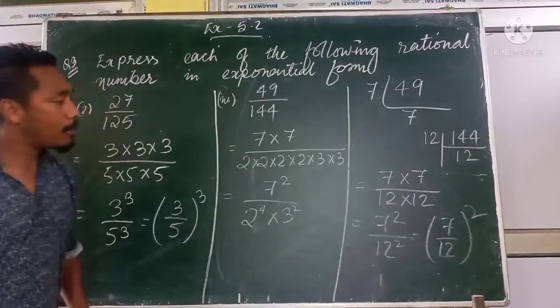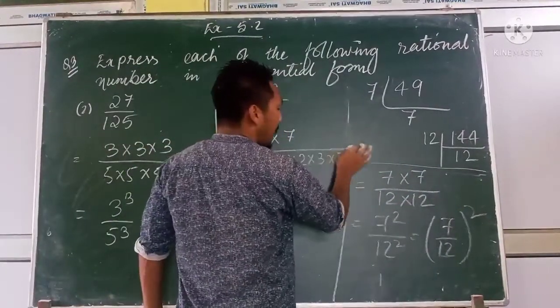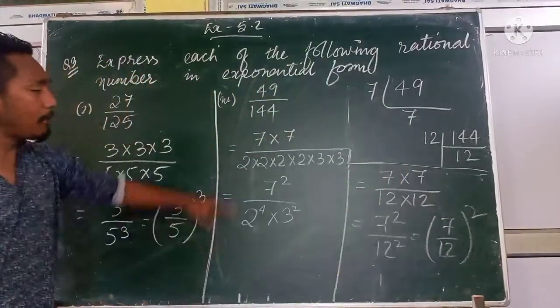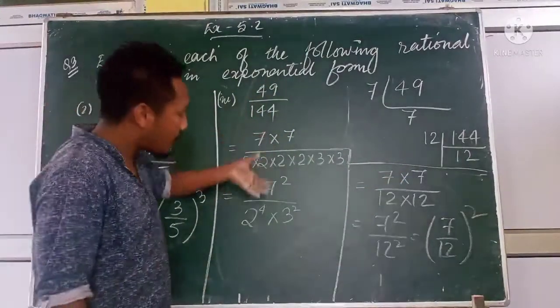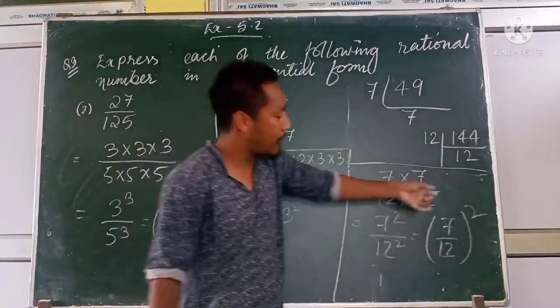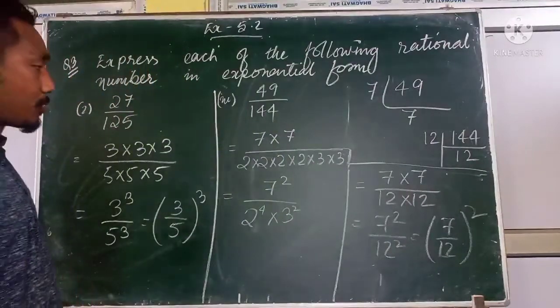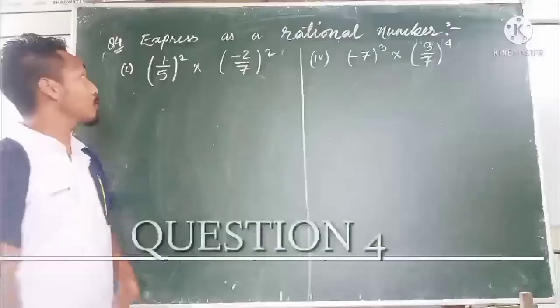So here both the answers are correct. Both the answers are correct. Now if I want to use the prime factors, then this will be my answer. If I don't want to use the prime factors, then 7 by 12 to the power 2 will be your answer. Okay, so this is all for this.